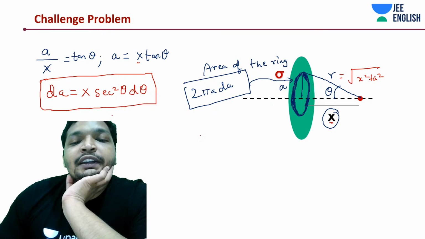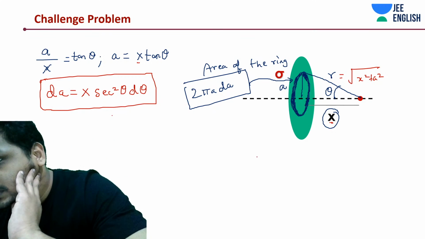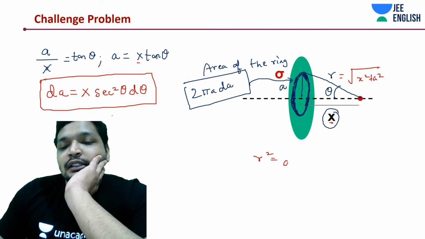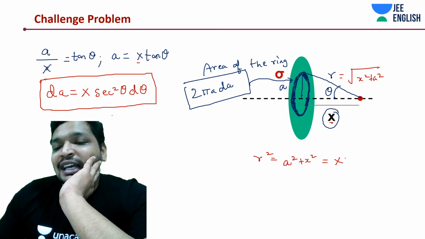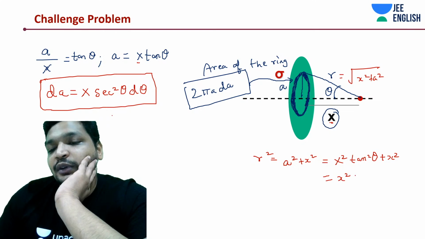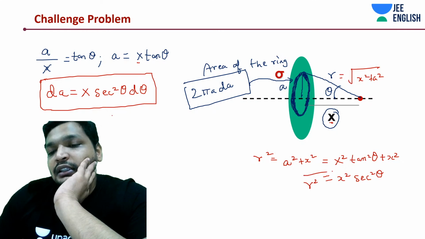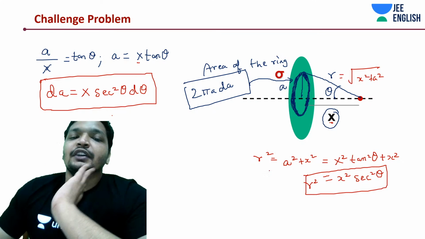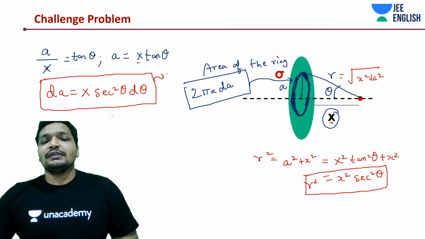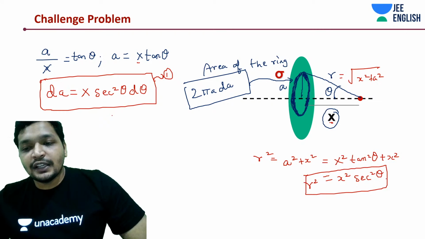Let's first of all find out what this x square plus a square is. So r square is equal to a square plus x square, where a is x tan theta, so x square tan square theta plus x square, which is going to be x square sec square theta. Very simple, right? We got one, and mark it and move on. We did this thing, we did this thing, but this is very simple, guys.